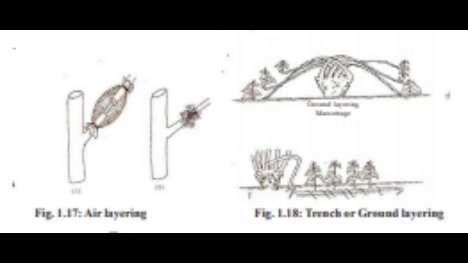II. Ground or trench layering. In this method, the branches of a plant are placed horizontally in the base of the trench and covered along its entire length with manure and soil. New shoots which develop from the buds along with the stem grow upwards through the soil. The shoots along with the roots are then planted as new plants. Look at the screen. Fig. 1.17, air layering. Fig. 1.18, trench or ground layering. A comparison of this method with propagation through stem cutting shows that this method is expensive and cumbersome.